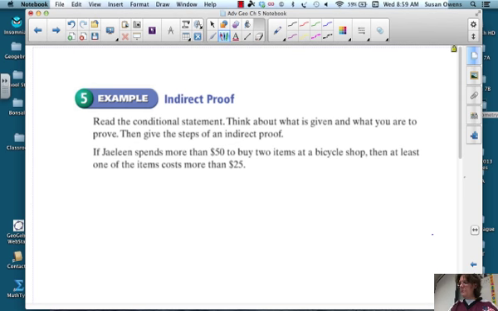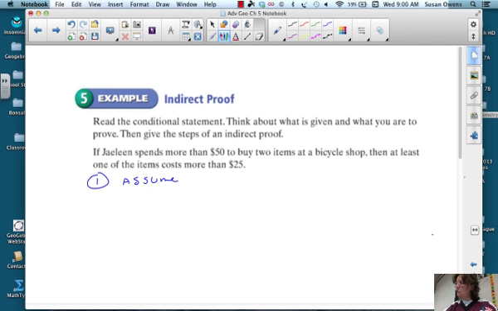Step number 1 is I am going to assume the opposite of what I want to prove. I want to prove that at least one of the items costs more than $25, so I am going to assume the opposite. When you do this, you have to make sure that you assume everything but what you're trying to prove and show they can't happen. So at least one of the items costs more than $25.